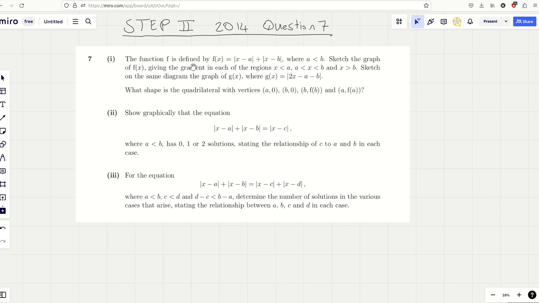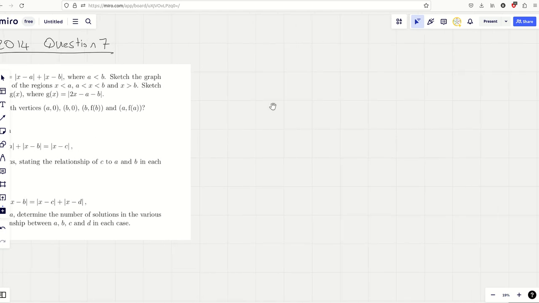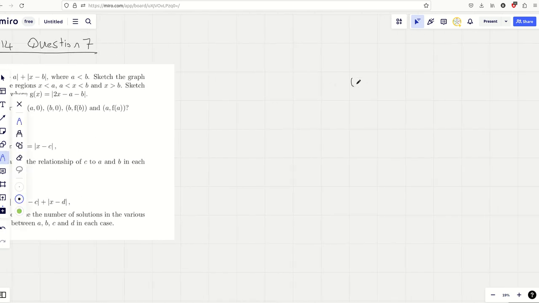Now, the first question, y equals mod of x minus a plus mod of x minus b. There's a really standard way we can sketch these kind of things. There really is. And maybe I'll just quickly explain, as I have done on another video, how I might sketch something like this. Because it will be way more obvious if I do it with numbers first rather than letters, then you'll see exactly where I'm coming from.